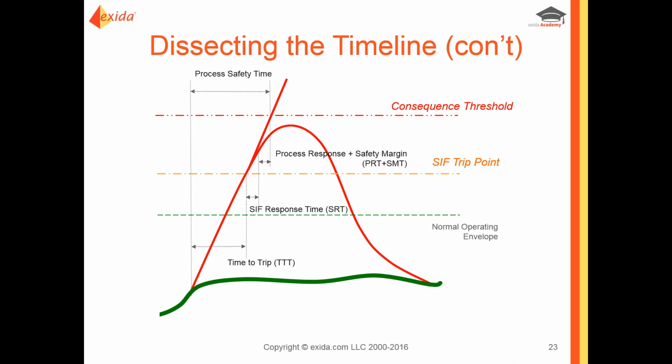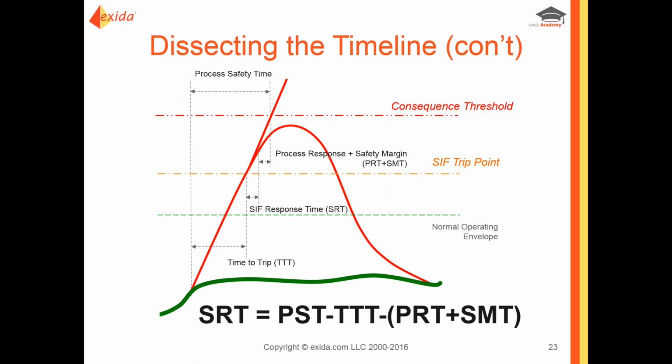And then on the back end, after the SIF has completed its activity, we have some period of time that needs to represent the process response to the event, how long it takes the process to respond and start turning back to the normal process operating range. And then we have our safety margin associated with it. And of course, the calculation for the SIF response time is determined simply by taking that overall process safety time, subtracting out that time to trip, and then subtracting out our combined process response and safety margin time.